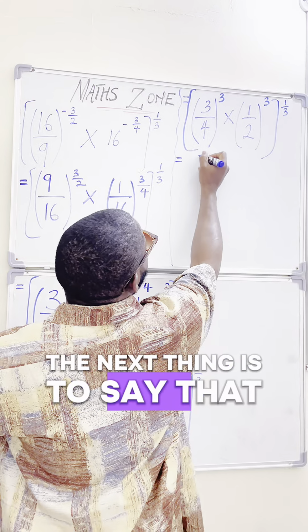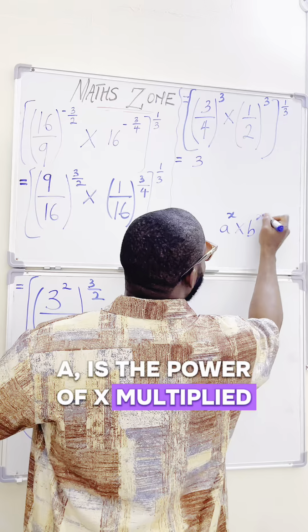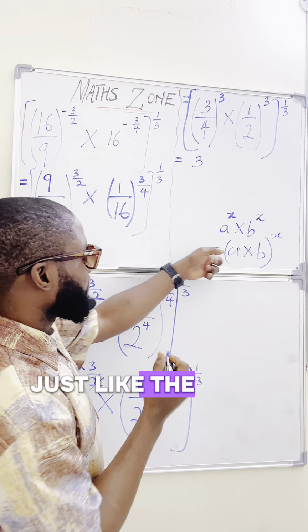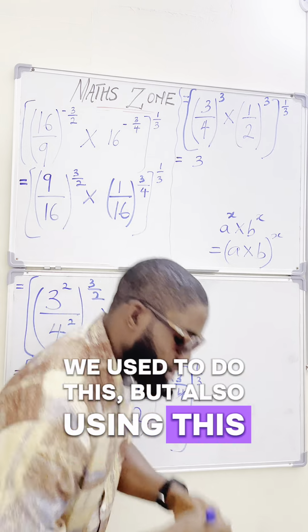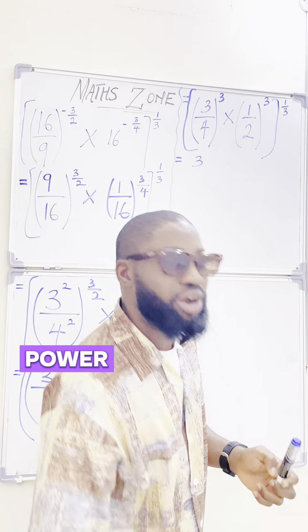The next thing is to remember that when you have a raised to the power of x multiplied by b raised to the power of x, you bring the a and b together and put the power outside, just like the other law that I explained. We're also using this other law. Remember the name of this law? Some of you have forgotten. We call it the power of a product law. I gave you the law.